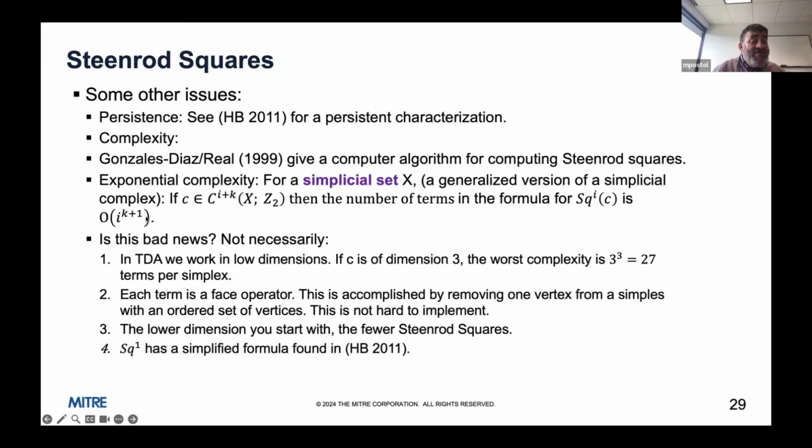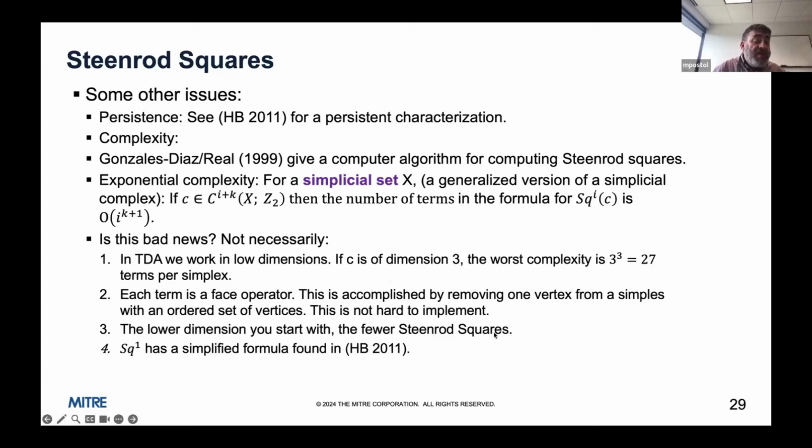So is this really bad? Maybe, but what if i is small, it won't be so bad. For example, if the complex is dimension 3, the worst that i could be is 3, and 3 cubed is 27. So you have 27 terms per simplex. And the terms are face operators, where you remove a vertex from a simplex with an ordered set of vertices. So this isn't so bad.